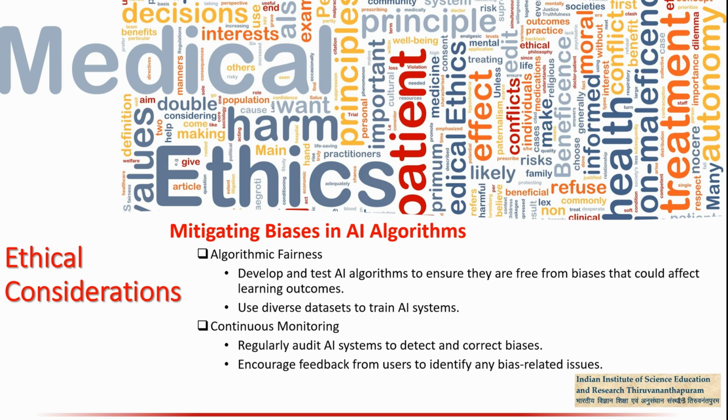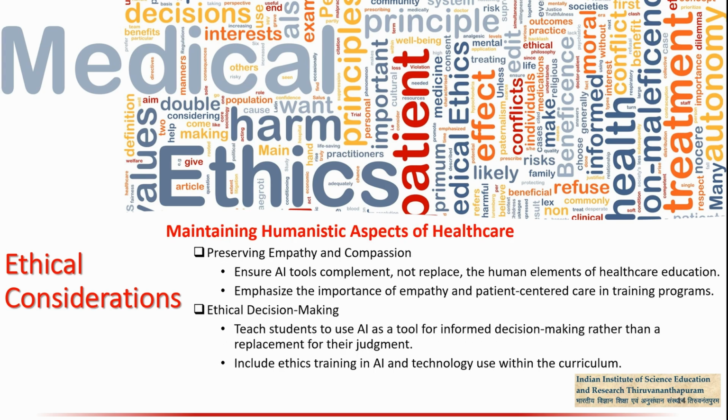So basically, checking the quality of the AI algorithm and how it is implemented. And the other one is continuous monitoring. We have to keep in mind to regularly audit AI systems to detect and correct biases. Also encourage feedback from users to identify any bias-related issues. Then the next one is maintaining humanistic aspects of healthcare.